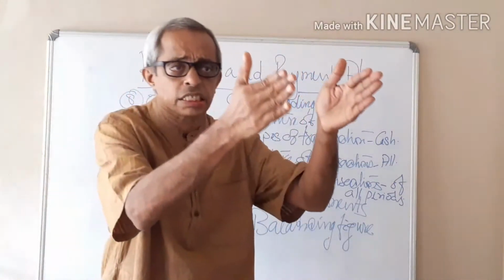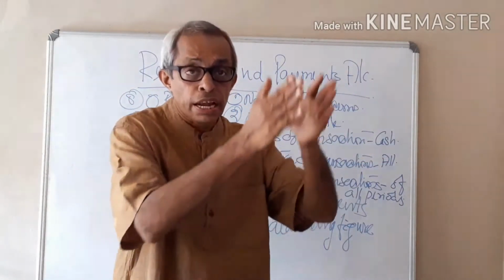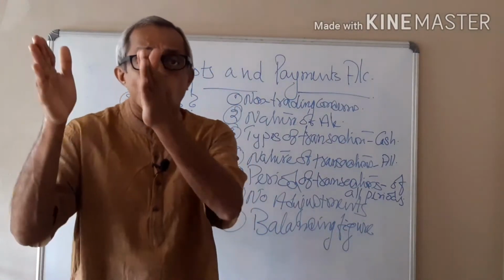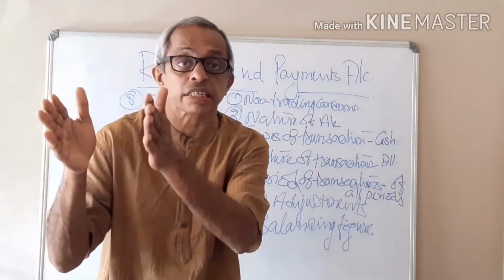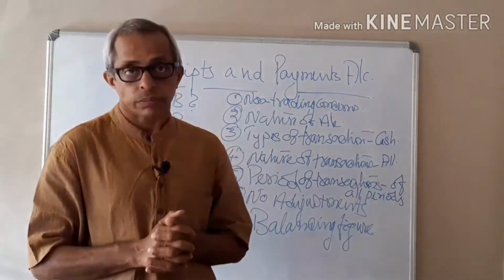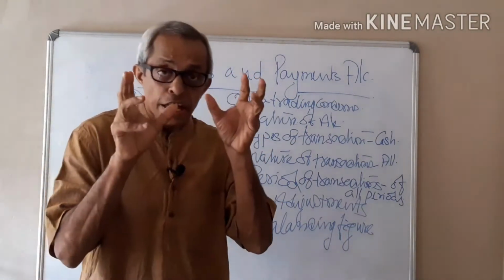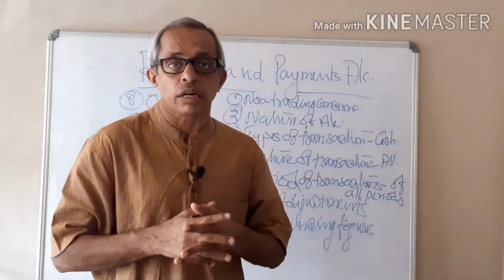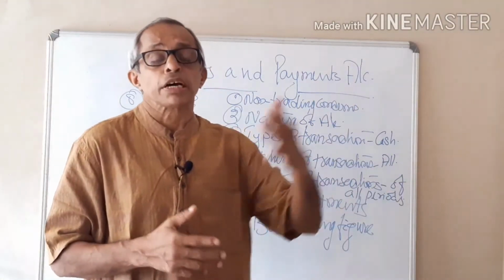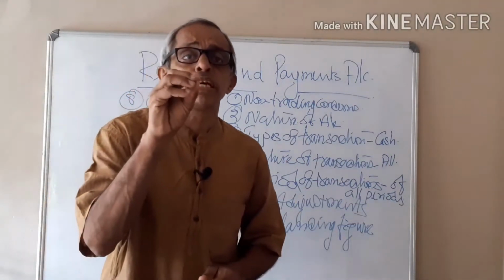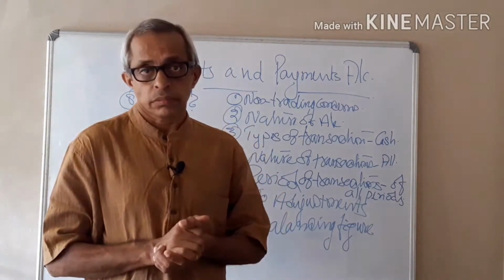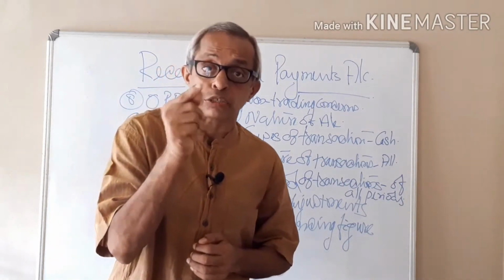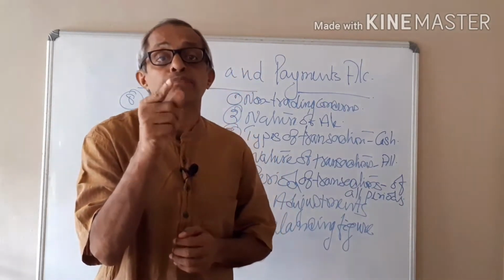So all receipts are shown on the left hand side of the receipts and payments account. All payments are shown on the right hand side. If a particular non-trading concern is a continuing one, that is, it was there in the previous year also, then there will be an opening balance. That opening balance means opening balance of cash and opening balance of bank, if any.